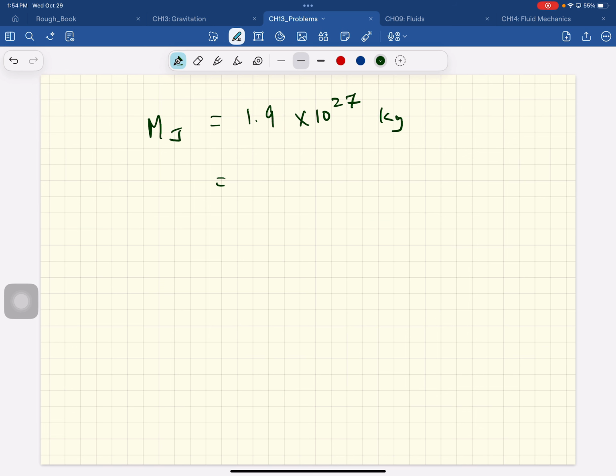About 300 Earth masses. Online it says 317. Okay. All right, 1 out of 10. I got it right. All right, guys.